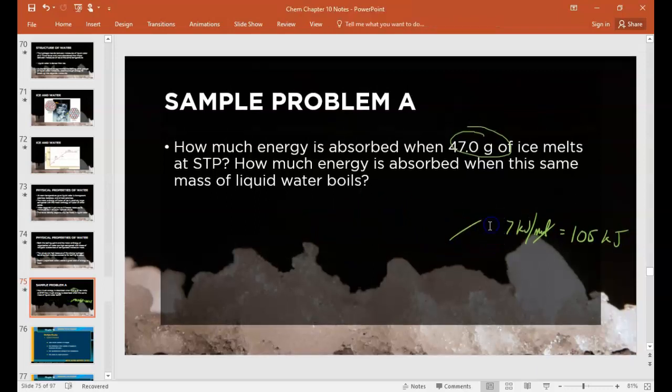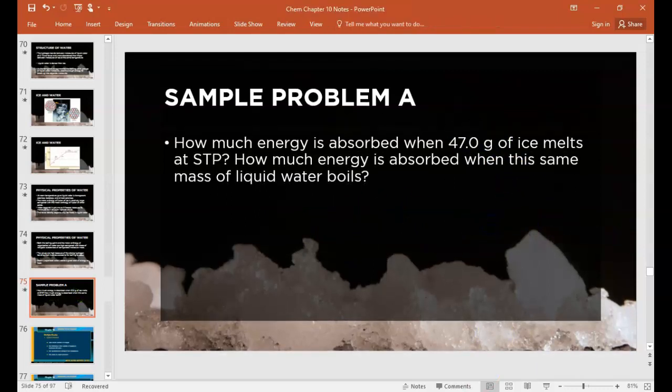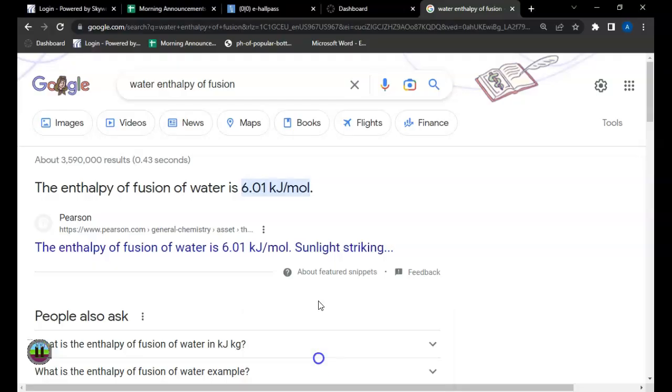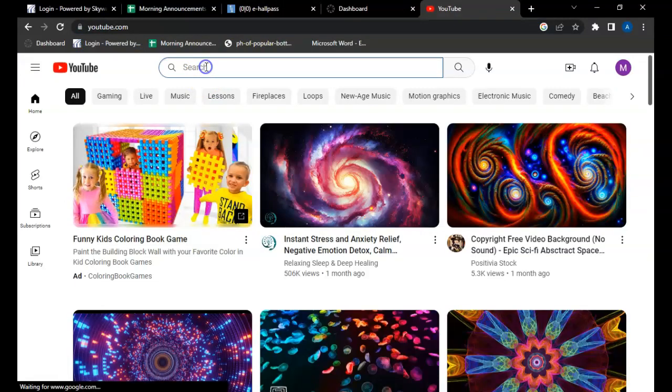So I'm going to throw a video up here, and we'll do it in person too. We're going to look up superheated steam.